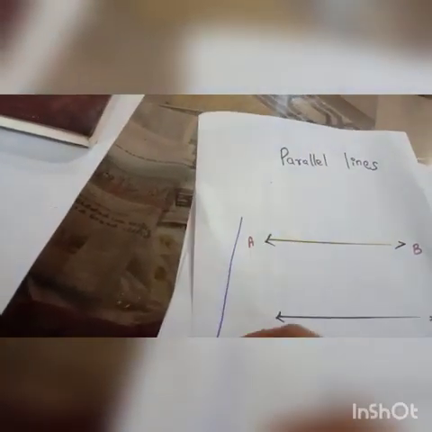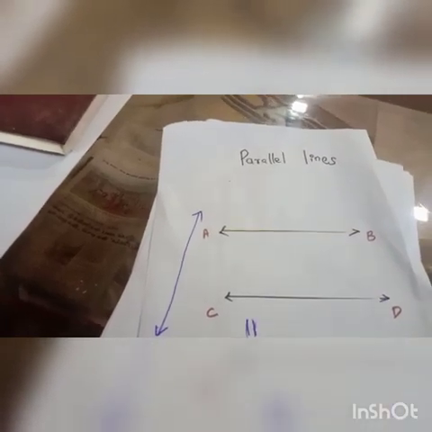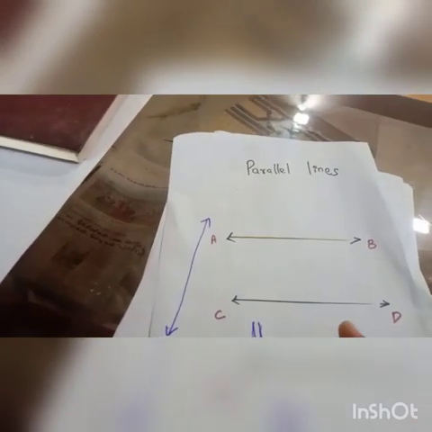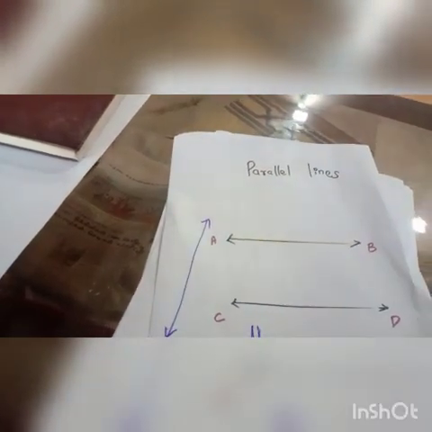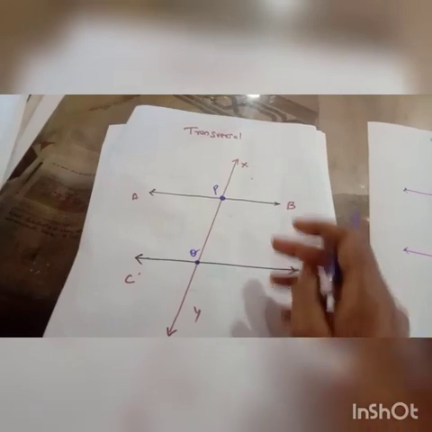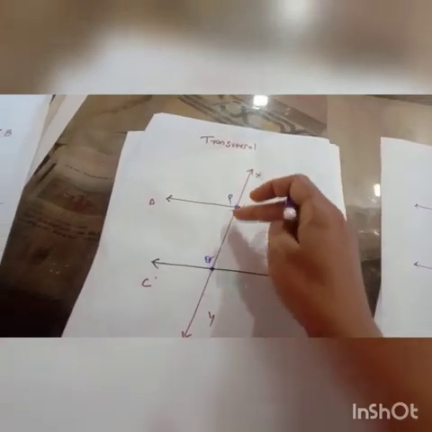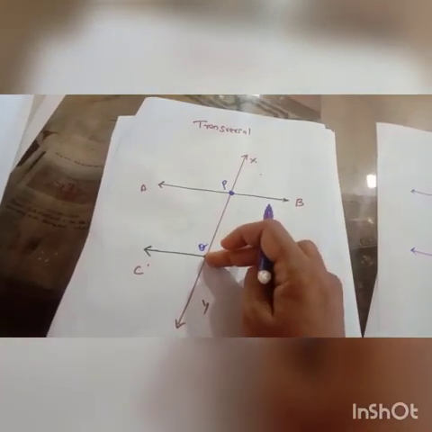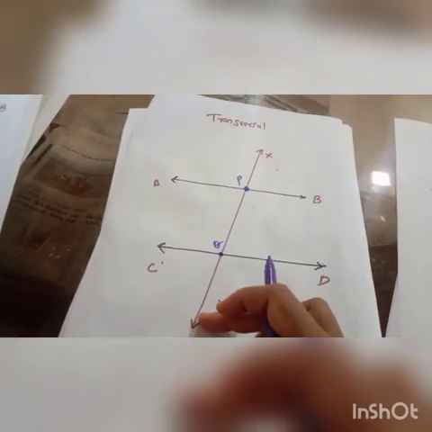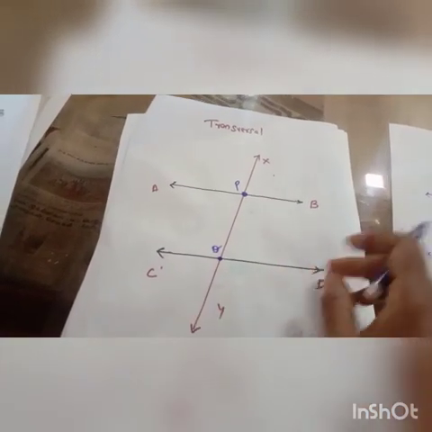Here, for example, if I draw like this, it is a parallel line. Can we say this line is a transversal? No, it is not intersecting. But here what we are seeing is that it intersects at two places, two distinct places. So the line XY is called a transversal.